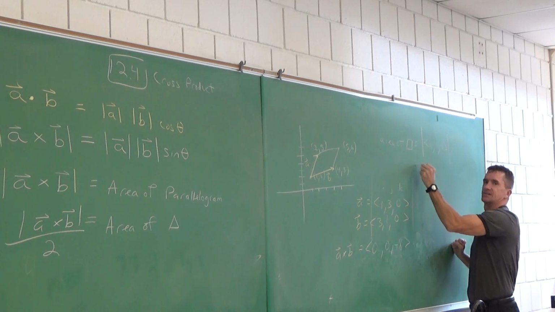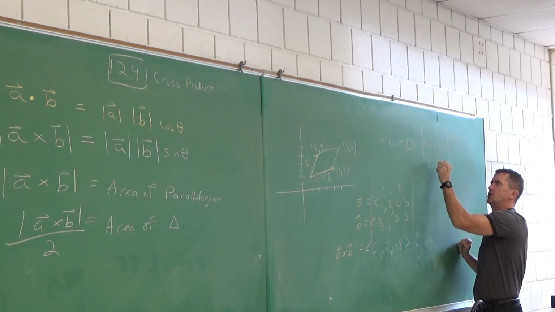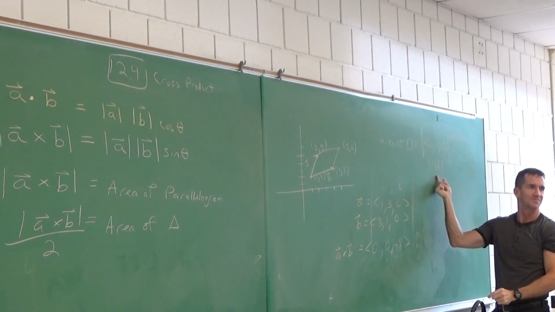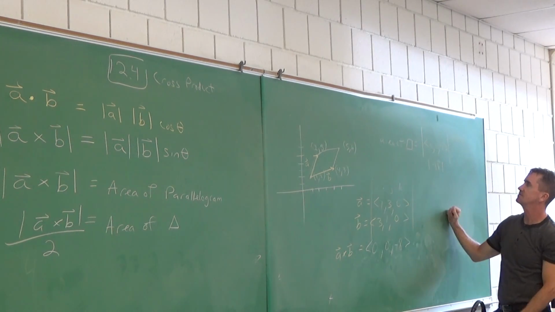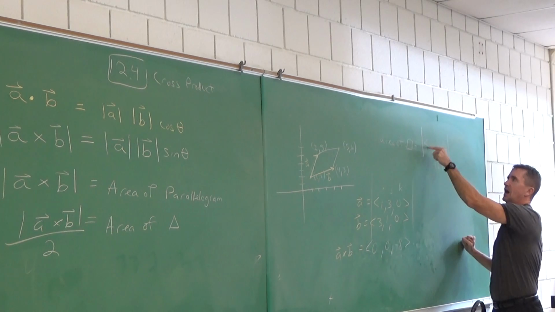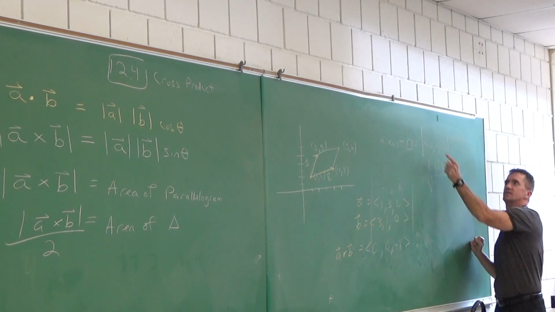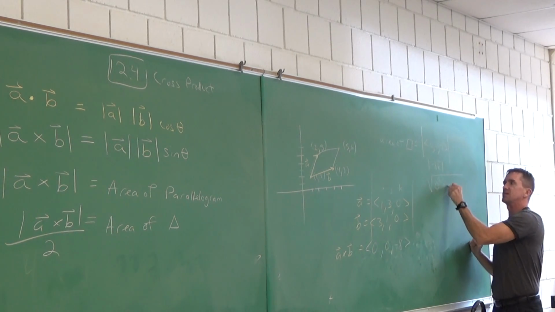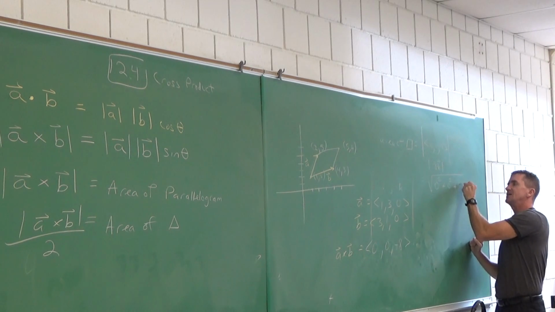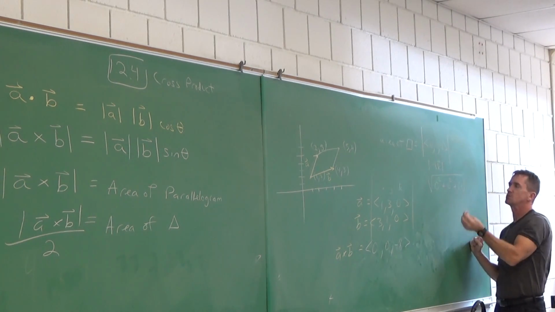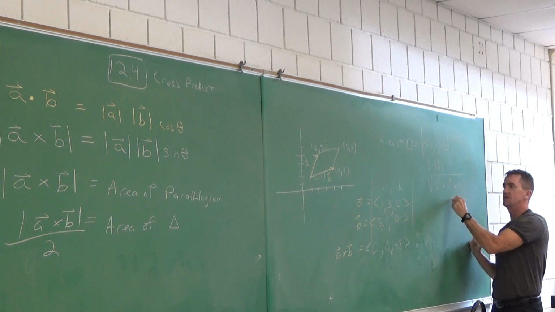Unless you want to write it like this, everyone. Magnitude of vector negative 8k, if you like to put it in standard basis form. I'll leave it like that. How do we do magnitude? Square root of 0 squared plus 0 squared plus a negative 8 squared. I love you're doing it in your head. What's the square root of 64? 8.